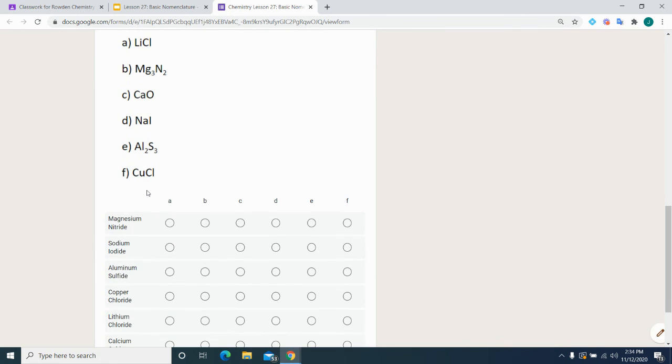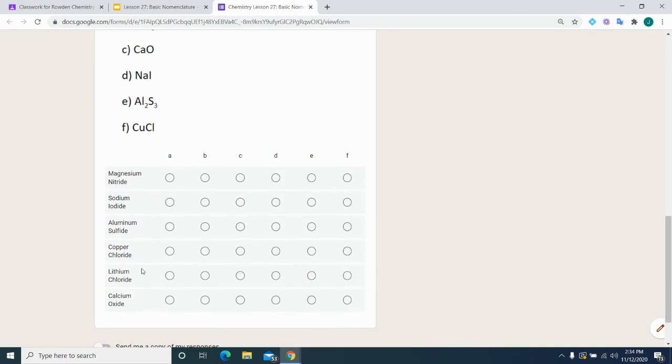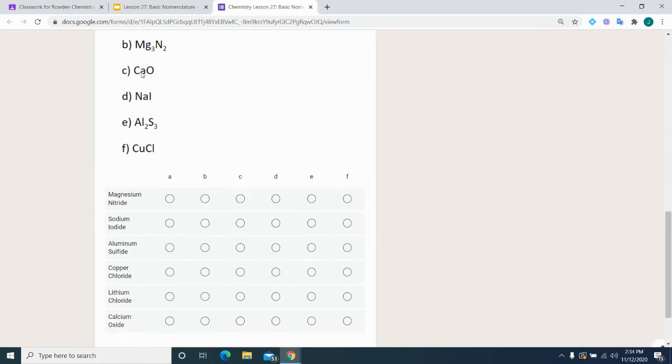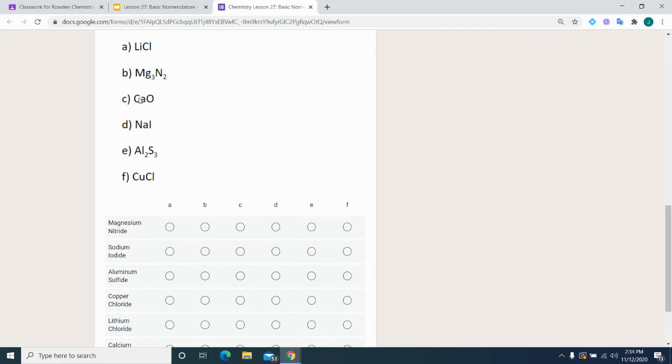Here we go. Aluminum sulfide, that's Al and S, right here. Copper chloride, that's going to be Cu and Cl. Lithium chloride, LiCl. Calcium oxide, Ca and O.